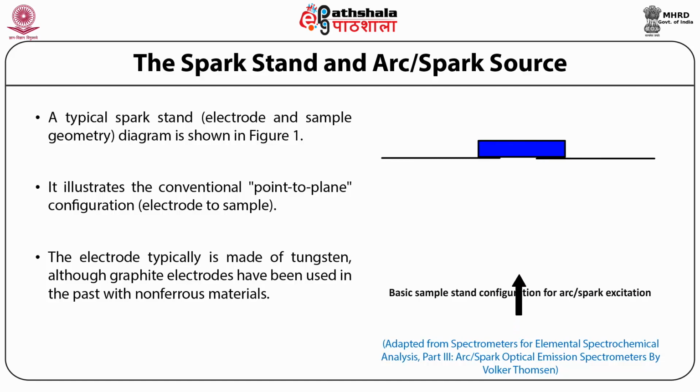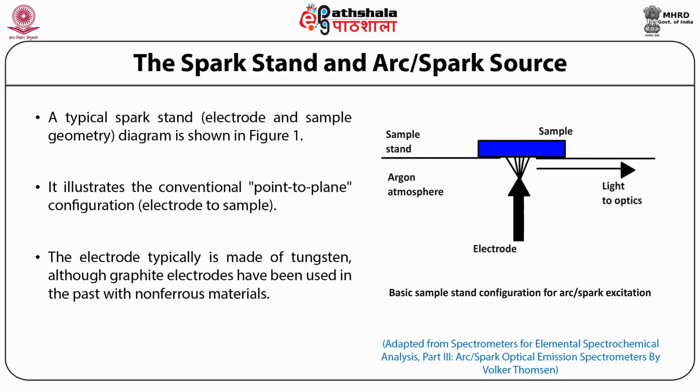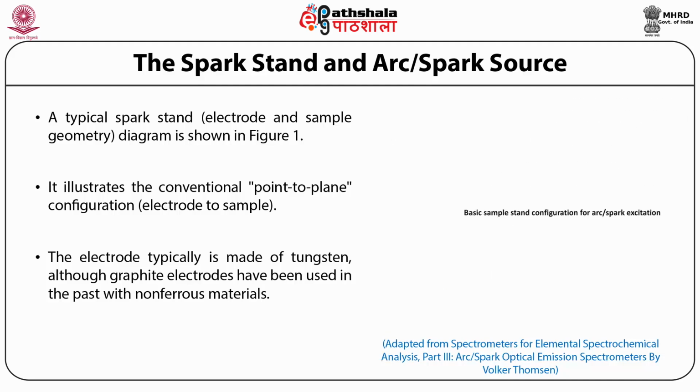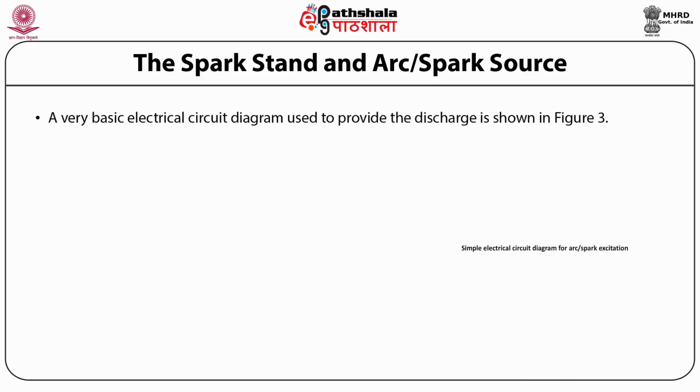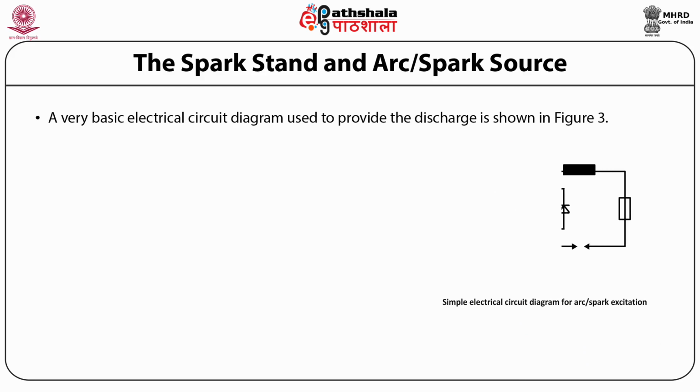So you can see a sample stand and light optics in the presence of an argon atmosphere. The electrode provides the spark and lights up the sample. In modern instruments, the spark stand is flushed with argon to prevent oxidation effects and to allow transmission of UV wavelengths absorbed by oxygen. A very basic electrical circuit diagram used to provide the discharge is shown in figure 3.